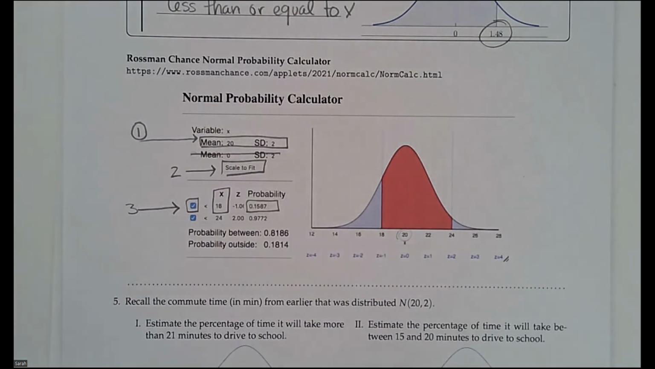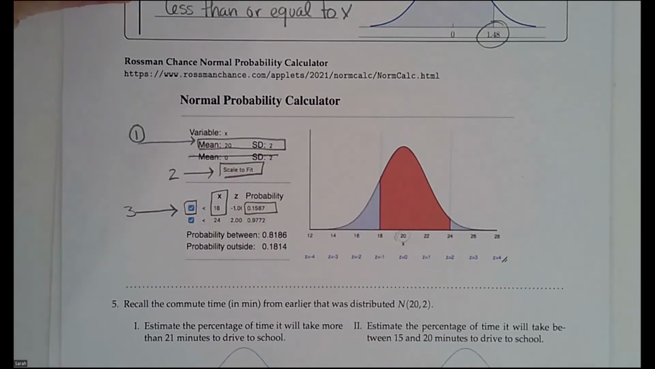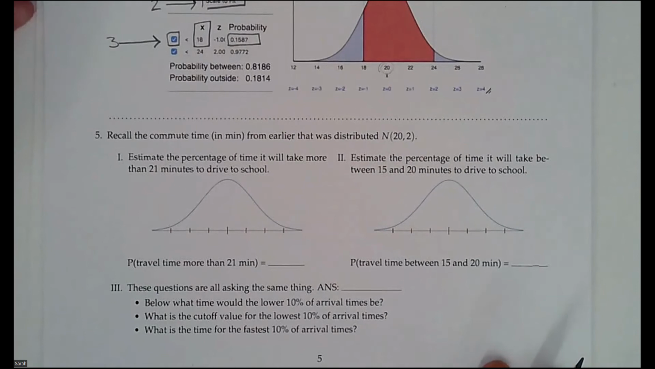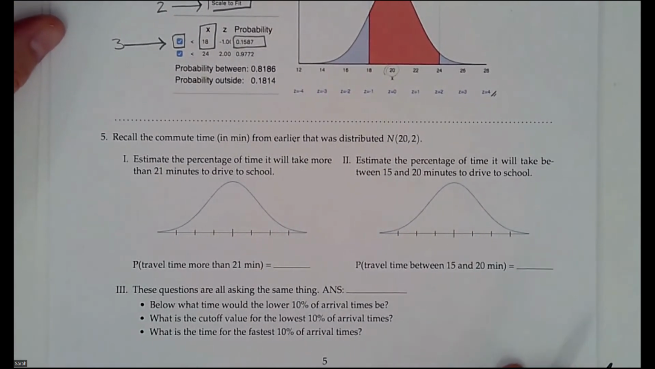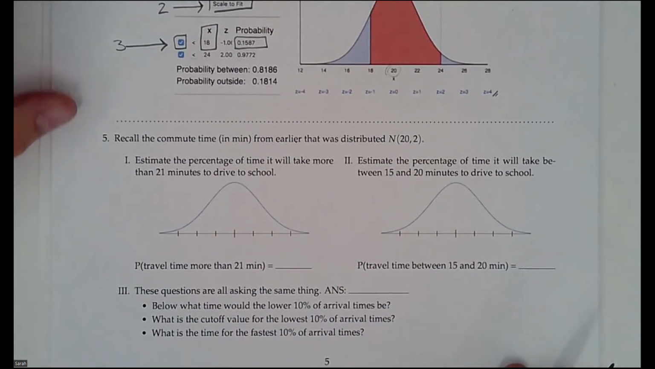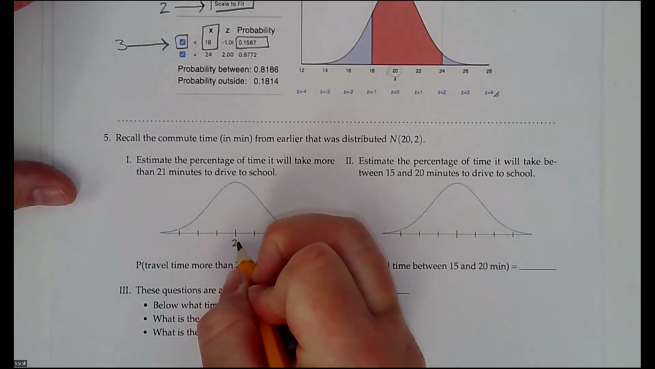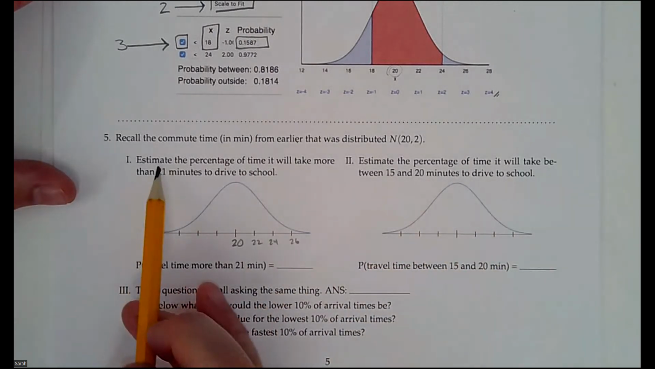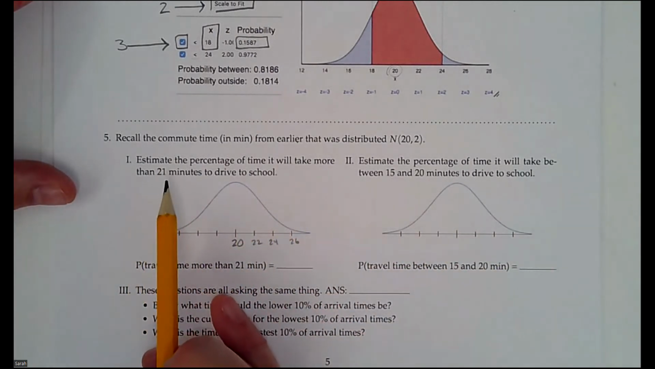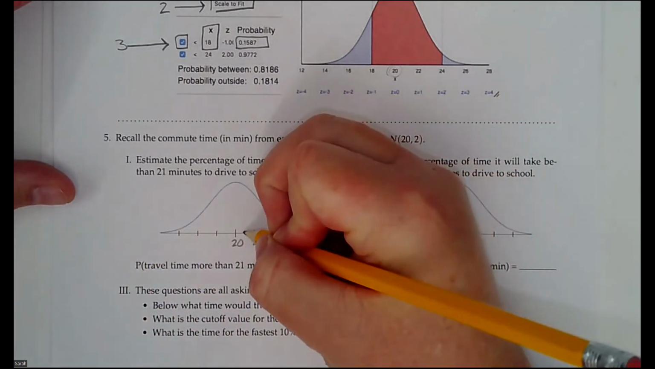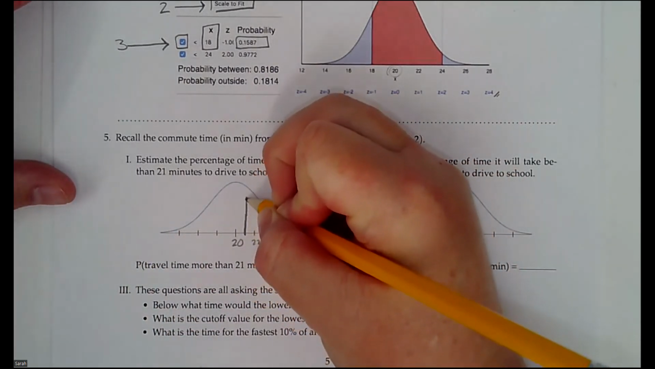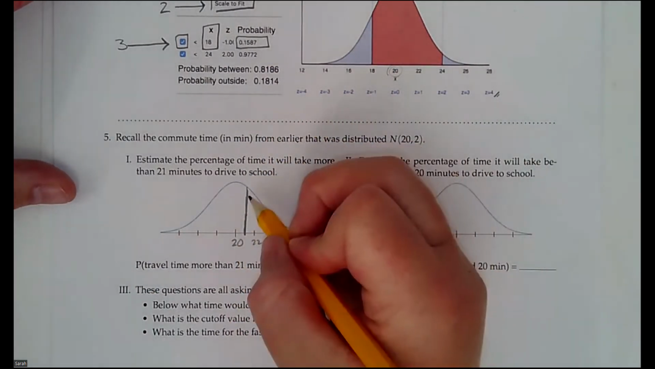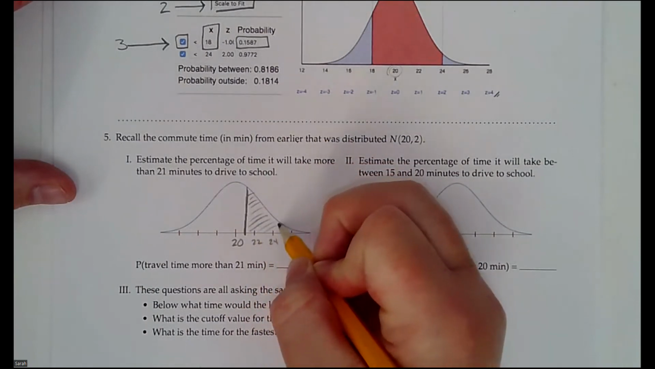All right, so before we go to the app, I want to look at this problem down here and color the picture in so we can understand what's going on. So we're going to work with that commute time problem that we looked at earlier that was normally distributed with a mean of 20 and a standard deviation of 2. This one says, estimate the percentage of time it will take more than 21 minutes. So 21 is right here, so it does fall between the mean and the first standard deviation, so we can't really estimate that with the empirical rule.